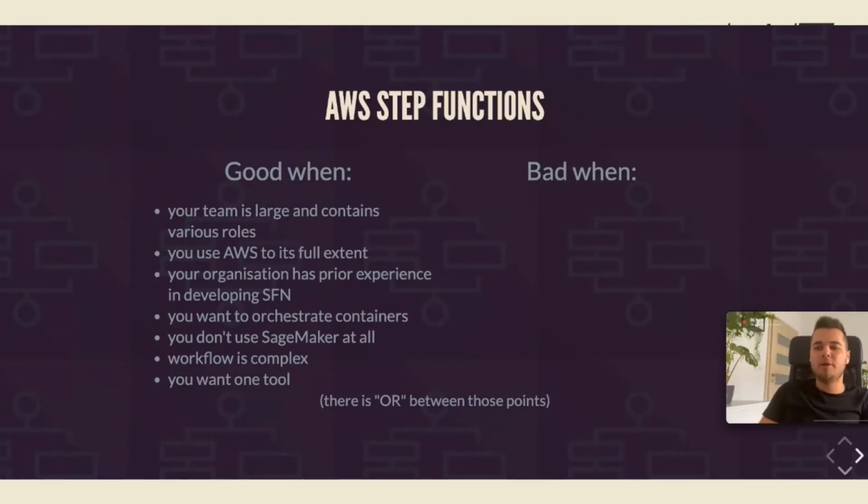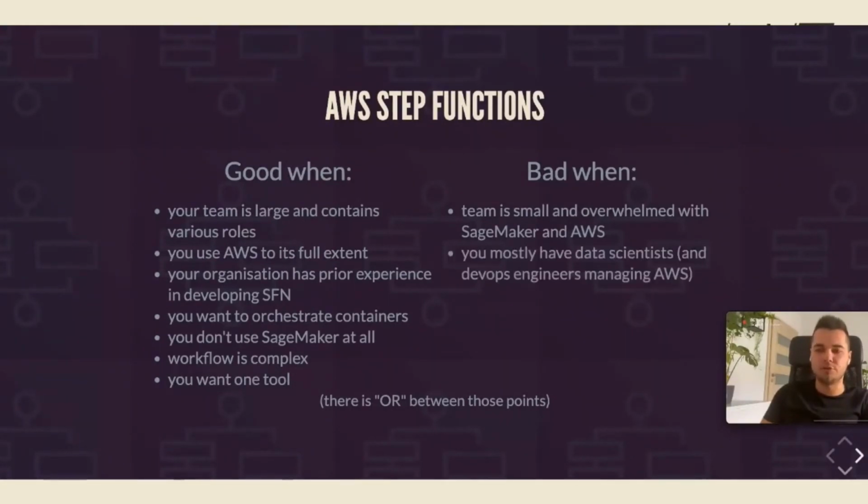They are, however, a bad choice when the team is small and, generally speaking, overwhelmed with SageMaker and AWS already. The learning curve is rather steeper than in the other two. Perhaps you mostly have data scientists and DevOps engineers managing AWS, so step functions seem exotic for both of those teams. And perhaps you want just raw, easy to compute power, and that's when CodePipeline might be better for you than AWS step functions.